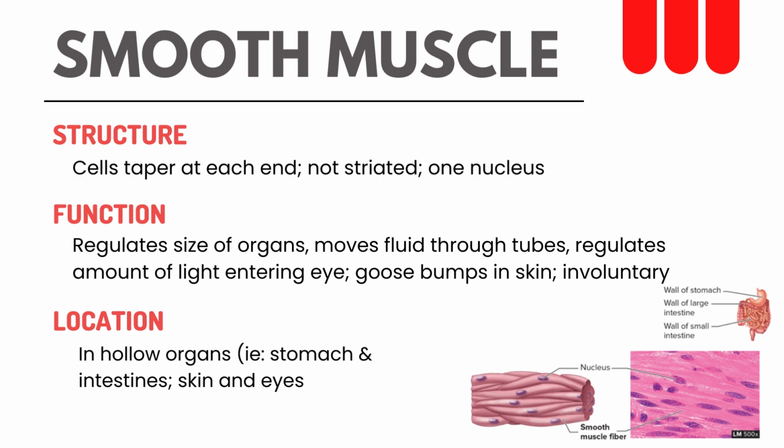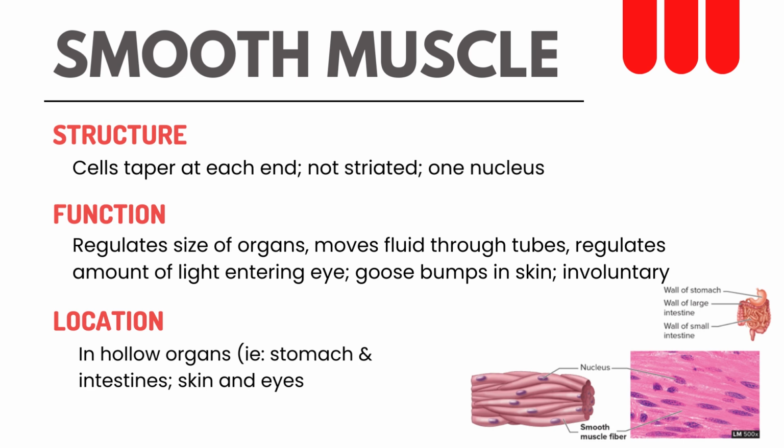The last type of muscle is smooth muscle. Smooth muscle cells are tapered at each end. They are not striated. There is one nucleus per cell. When you look at smooth muscle tissue as a whole, it appears to be wavy.